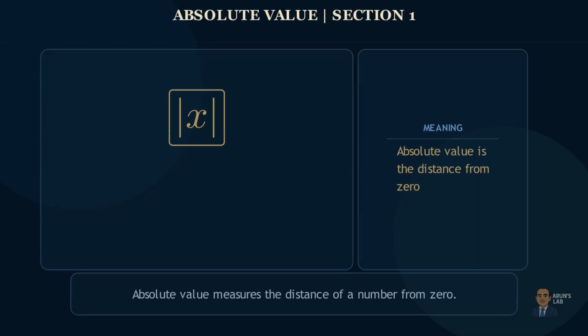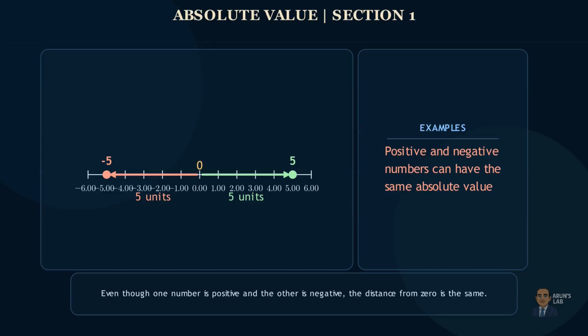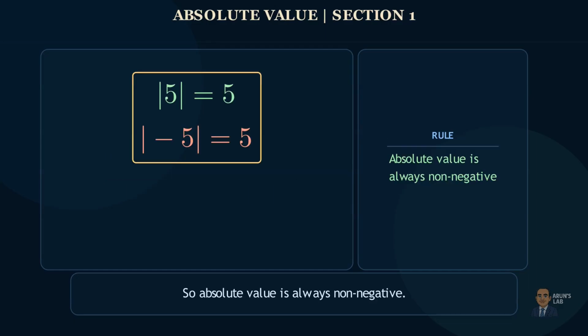Absolute value measures the distance of a number from 0. It is written with vertical bars, the absolute value of x. With an example here, the absolute value of 5 is equal to 5. The absolute value of minus 5 is equal to 5. Even though one number is positive and the other is negative, the distance from 0 is the same. So absolute value is always non-negative.